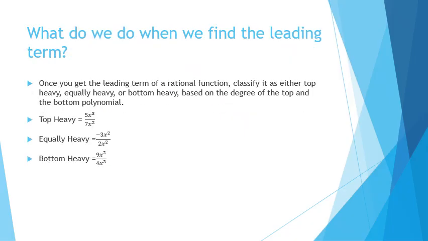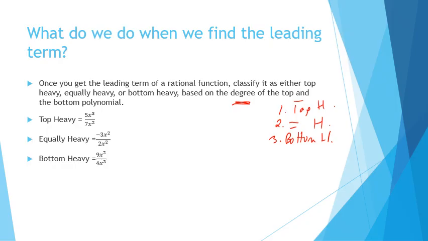So what do we do once we find this leading term, right? Once you get the leading term of a rational function, you want to classify it as one of three things. It's either going to be top heavy, it's going to be equally heavy, or it's going to be bottom heavy. And all three of these are pretty self-explanatory, but to determine what heavy means, we're going to be looking at the degree of both the top and the bottom polynomial.